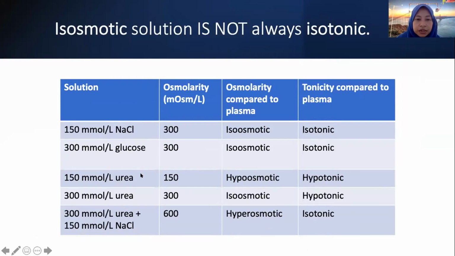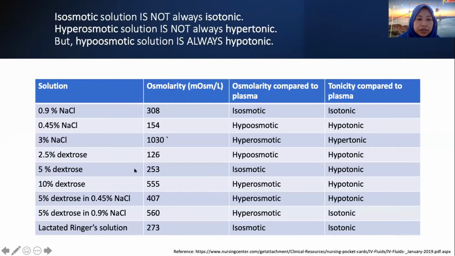Because it is non-penetrating. Oh, yes. This is right? Isoosmotic, it is 5%. It is isoosmotic, but then it is hypotonic. It's similar to the other dextrose as well, meaning that when you use dextrose, it doesn't matter what the percentage is, it can become hypoosmotic, isoosmotic, or hyperosmotic, but usually it's more hypotonic compared to the plasma. But this one is just dextrose in water.